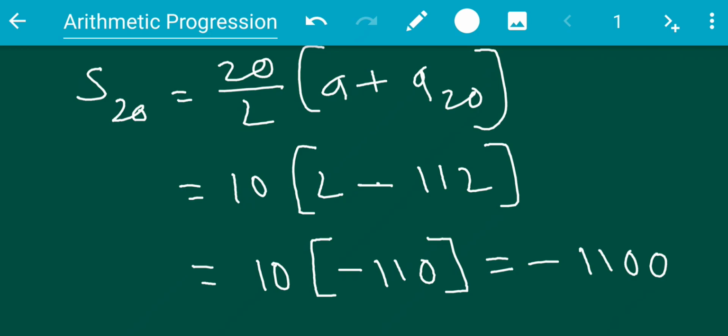So I hope you have understood how to use the sum of n terms of AP formula. For this video, this much is okay. In the next video, we will continue with some more problems of arithmetic progression.